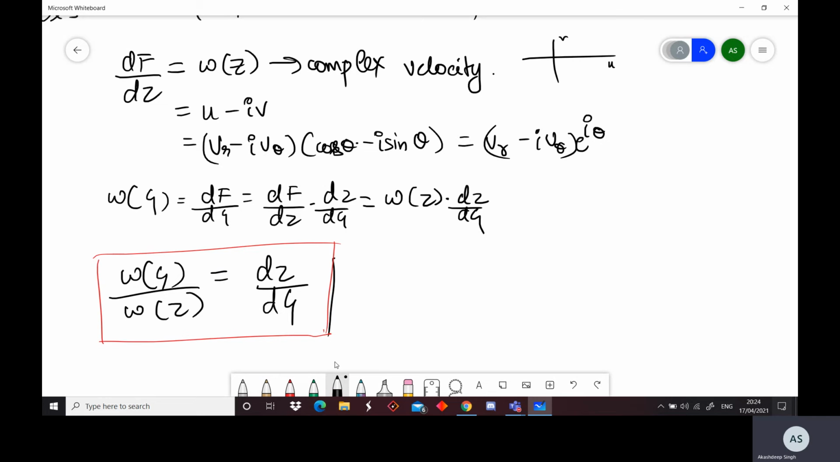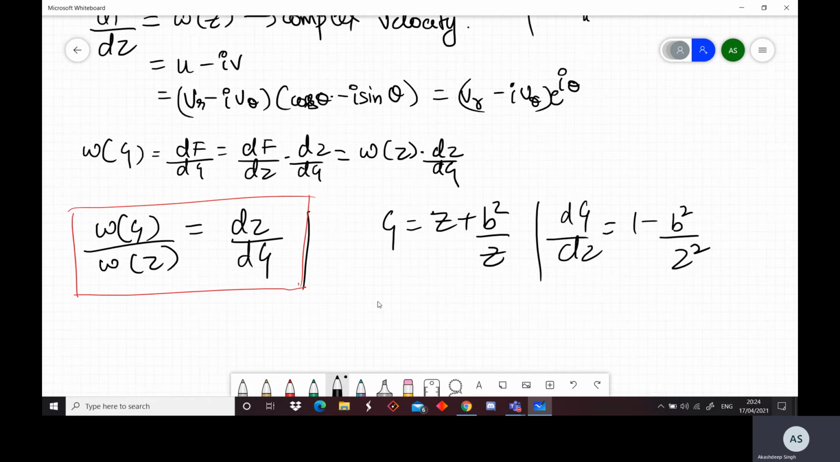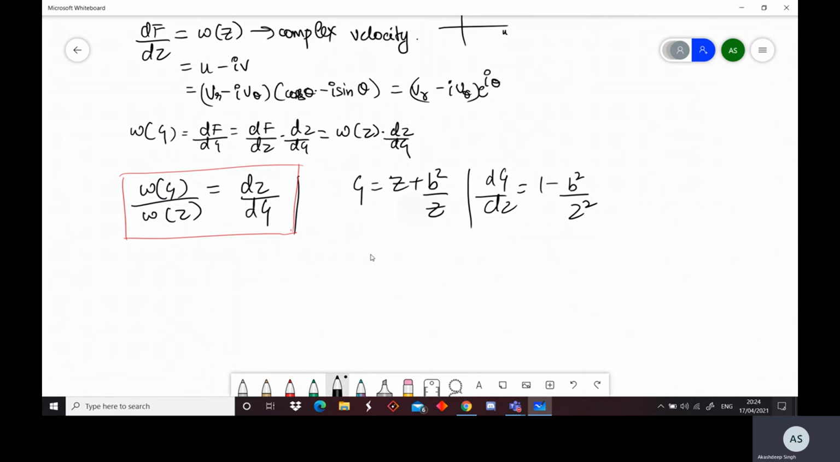Okay. Next, we assume that zeta is equal to, let's say, z plus b square by z. So d zeta by dz will be nothing but 1, and the derivative of b square by z will be minus b square by z square. Yes, it will be this. And finally we can write that W of zeta is equal to W of z by 1 minus b square by z square.